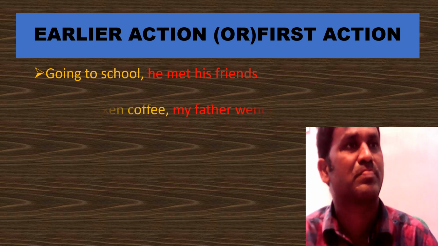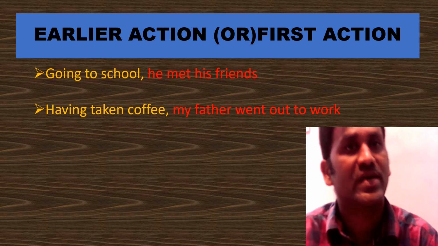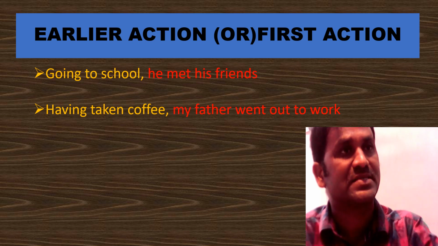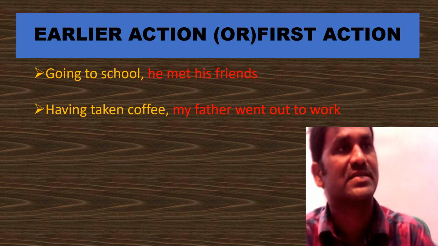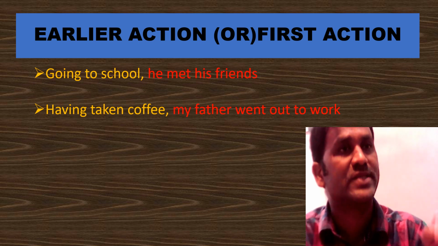Number two, having taken coffee, my father went out to work. Having taken coffee, having plus V3 form is there. This is a perfect participle. Perfect participle also means the same.